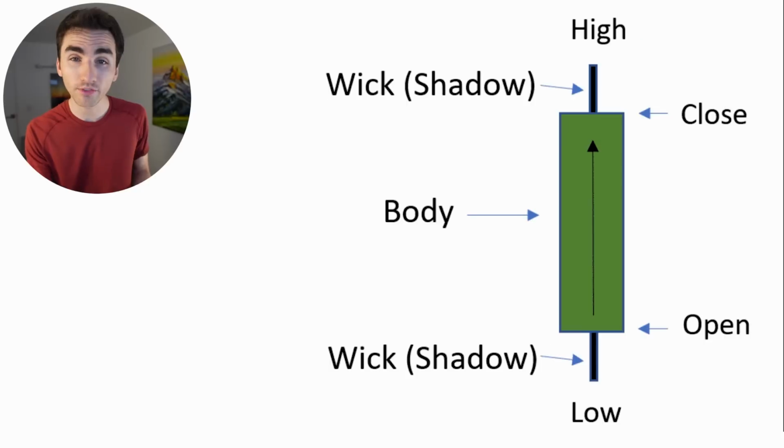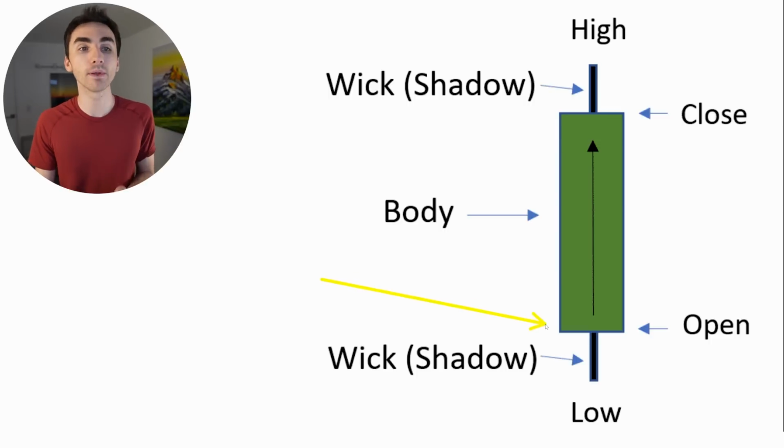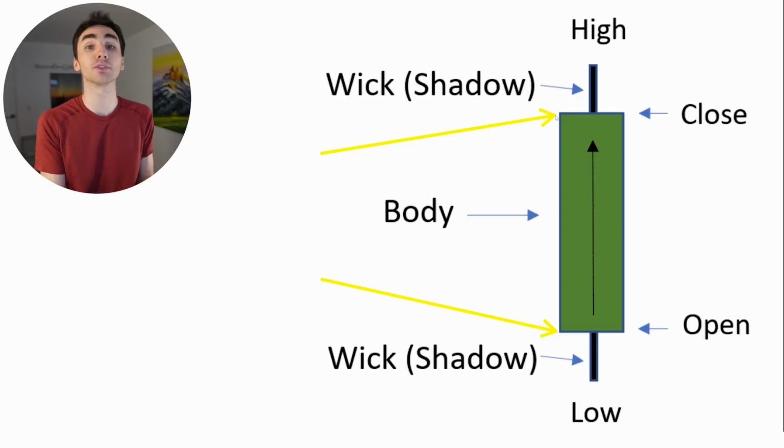So, quick overview of how to understand candlesticks: candlesticks tell you 4 things about what the price is doing. If you're looking at a daily chart and you see a big green candlestick like this, it's telling you the market opened at this price and closed at the price up here. That is what this green box, or the body of the candlestick, is telling you.